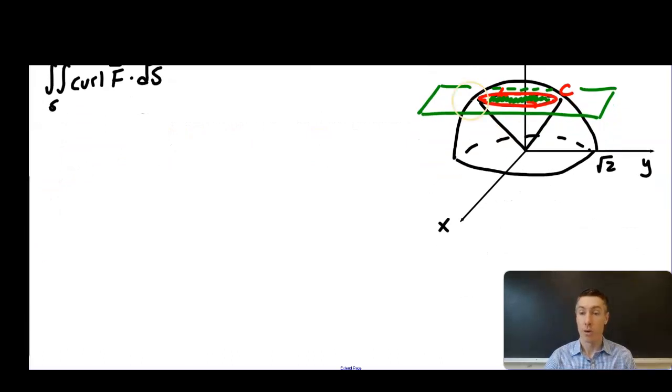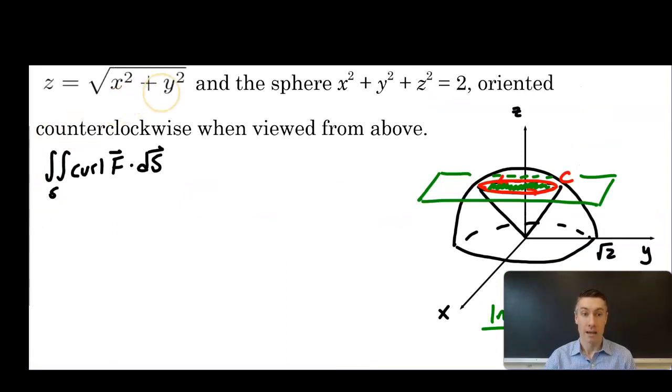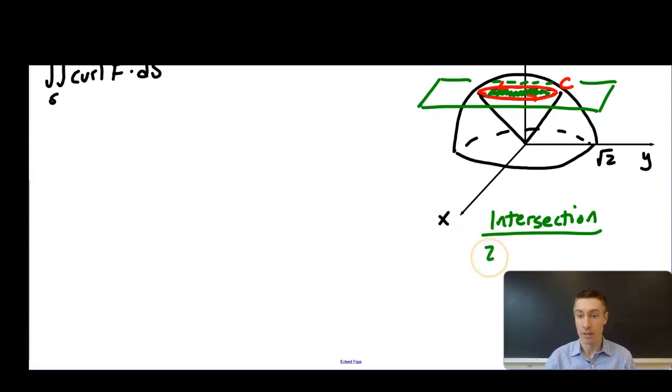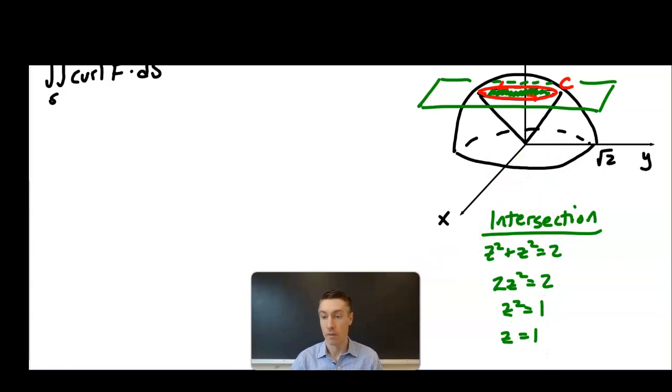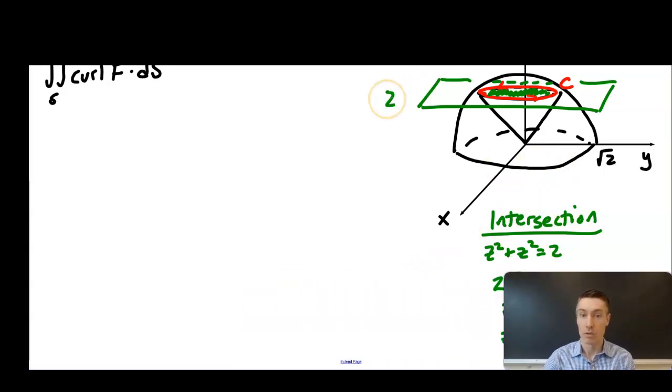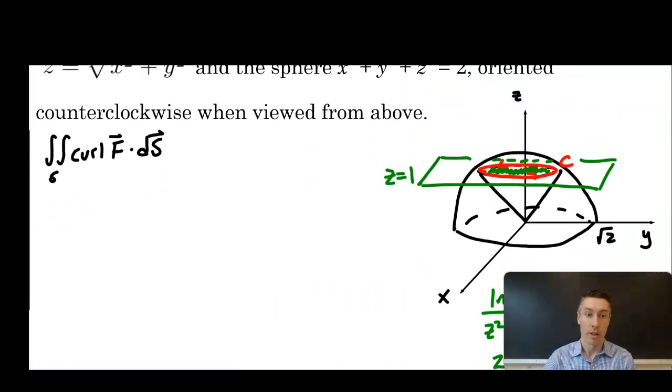Okay, so in order to find the equation of this plane, we need to find the intersection of the two surfaces. And really we want it in terms of z. So x squared plus y squared is z squared from the cone. So going into the equation of the sphere, we'd have z squared plus z squared equals 2, which means that 2z squared equals 2, z squared equals 1, z equals 1, because we're only focused on the positive one. So we have z equals 1 as the equation of the plane.